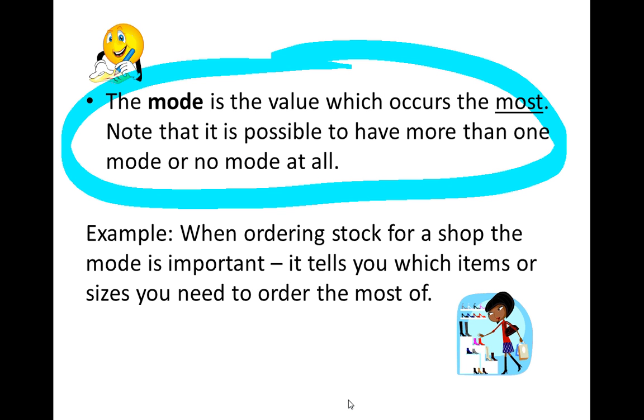The third M word today is the mode, and the mode is the value which actually occurs the most. It is actually possible to have more than one mode in a set of data. It's even possible to have no mode at all, and we'll have a look at some examples like that in a moment. An example of where the mode is important is if we are ordering stock, for example, for a shop. The mode is really very important because it tells you which items or sizes that you need to order the most of.